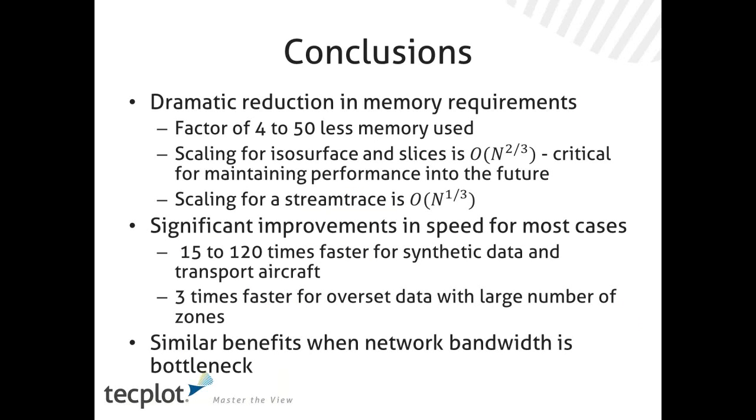The amount of reduction depends on the size of the data. The least reduction we got was for the wind turbine, where the data started out at 30 million cells. You don't get a whole lot of reduction at 30 million cells compared to what you get at 300 million cells. But factors of 4 to 50 less memory was used. And the scaling is n to the 2/3 for the isosurfaces and slices, and it's n to the 1/3 for stream traces. That's good. That means going into the future, we're going to continue to see improvements.